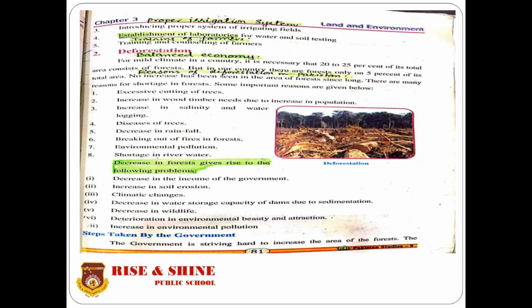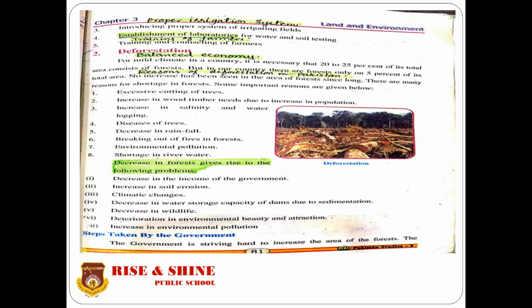Decrease in forests gives rise to the following problems. Number 1, decrease in the income of the government. Increase in soil erosion, climatic changes, decrease in water storage capacity of the dams due to sedimentation, decrease in the wildlife, deterioration in the environmental beauty and attraction, increase in the environmental pollution.